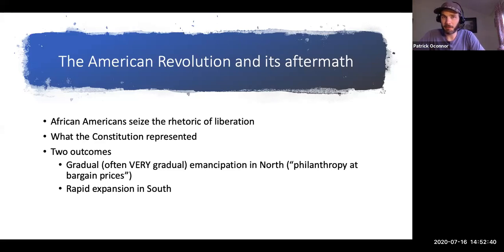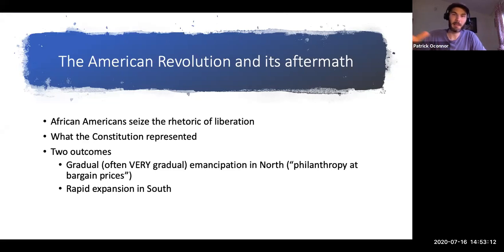steps to abolish slavery. In some cases, abolition was very swift. Vermont became the first region in all of the Americas to abolish slavery in 1777. A few years later, the Supreme Court of Massachusetts found slavery unconstitutional based on that state's constitution, which said that all people have a right to liberty and self-preservation. And so Massachusetts ended slavery in 1783.